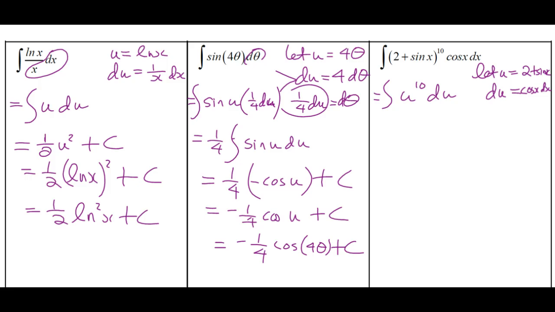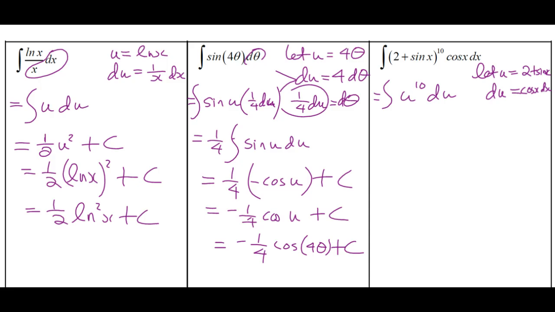Okay. So it should be justifiable. Every time you look at that second or third line, you should be able to see, all right, so u to the 10th, well, that's obvious that u is 2 plus sine x. And then du, well, that just replaced cos x dx. And you've got justification for doing that over on the side there. Right? du is cos x dx.